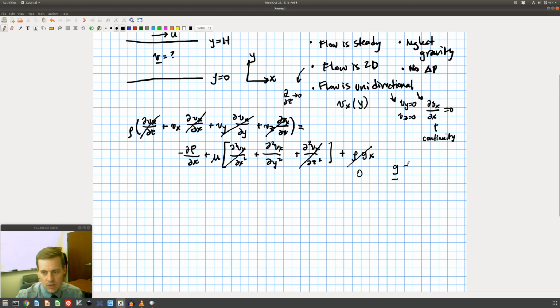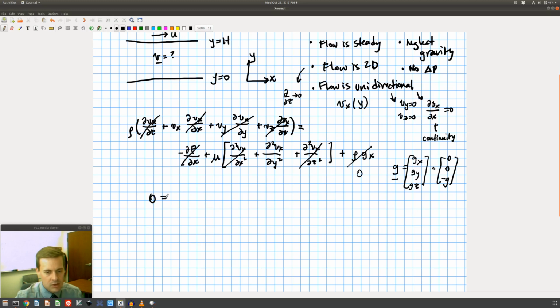Recall that the g vector, which is gx, gy, gz, is equal to 0, 0, minus g. So gx is 0, so that's gone. But the fact that I neglect gravity also means that I can neglect it for the pressure in the y component, so I don't have to solve for that one. And the last one is to say there's no pressure difference between the front and back part here, and that means I can cancel that term out.